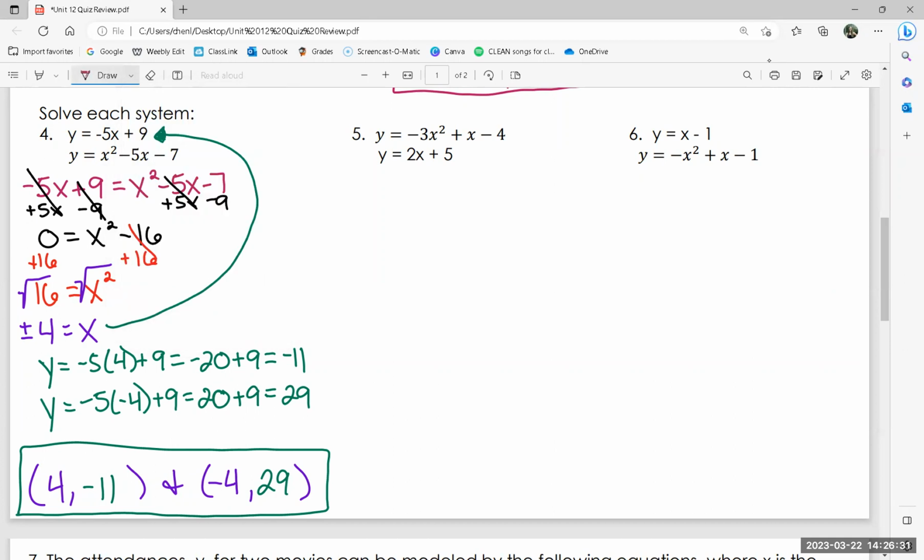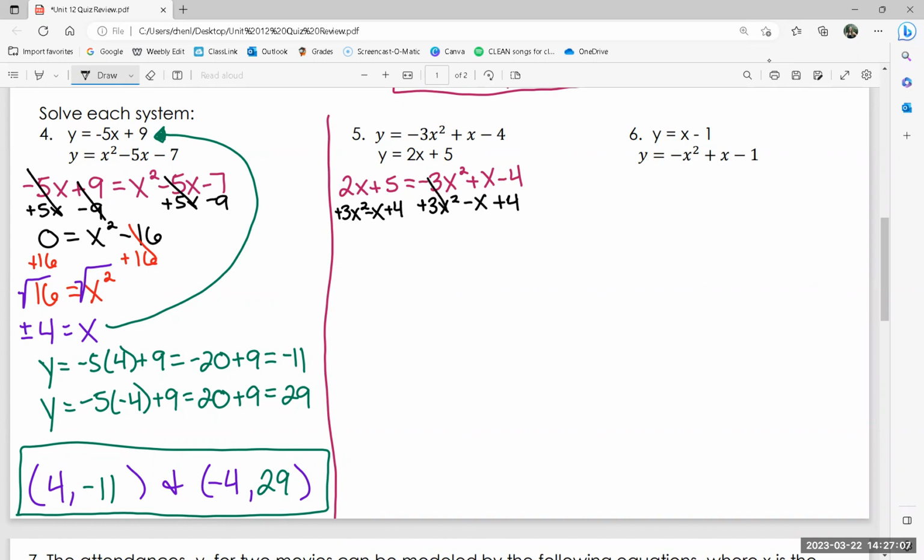Okay, for number 5. Same deal, we have 2 functions, both set equal to y. So to solve the system, we're going to set each of those equations equal to each other. So we have 2x plus 5 equals negative 3x squared plus x minus 4. I see the x squared. I actually prefer to keep my x squared positive. So I'm going to move everything over to the left. So I'll add 3x squared, I'll subtract x, and I will add 4. So we will have 3x squared, 2x minus x is x, 5 plus 4 is 9, equals 0.